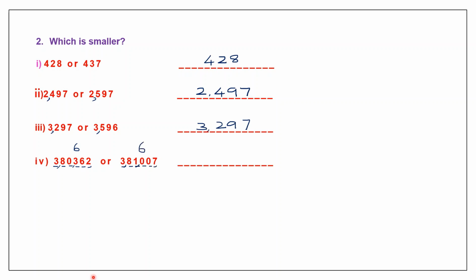So when the digits are the same, start looking at the digit on the extreme left and look for the smaller one. So here we have 3. Here also we have 3. So if both are the same, go to the next digit. 8, 8. Both are the same. Again go to the next digit. 0, 1. Which is the smaller one? The one with 0 here. So this is the number that is smaller. So let's write down that number. That is 3,80,362.